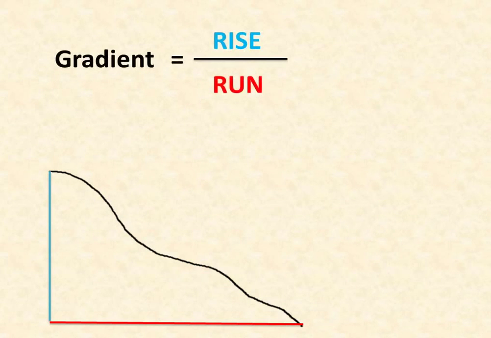So we talk about gradient in terms of a ratio. An answer for gradient might be something like 1 to 40. That means for every 1 meter of rise, we have 40 meters of run. Or it could be 1 to 5. Every 1 meter of rise is 5 meters of run.